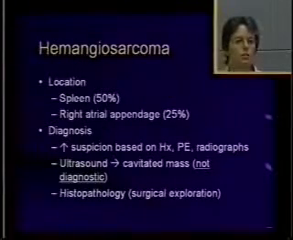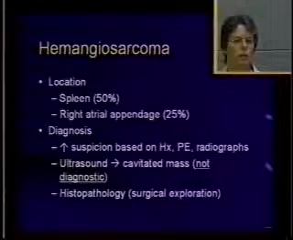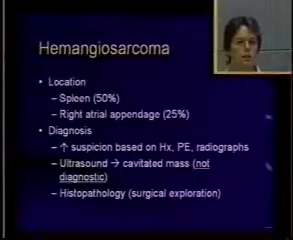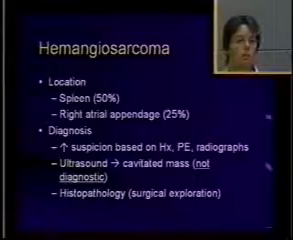The most common location for hemangiosarcoma is on the spleen. The second most common would be the right atrial or right auricular appendage. These account for about 75% of all the hemangiosarcomas that are reported. It can also be seen in the liver, it can be seen on the skin, can be seen in vertebrae, can be seen in the kidneys. But the spleen and the right atrium are the most common sites.